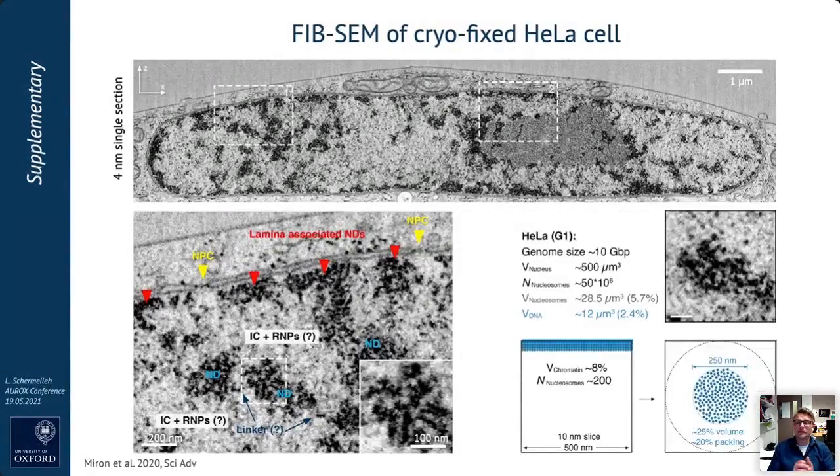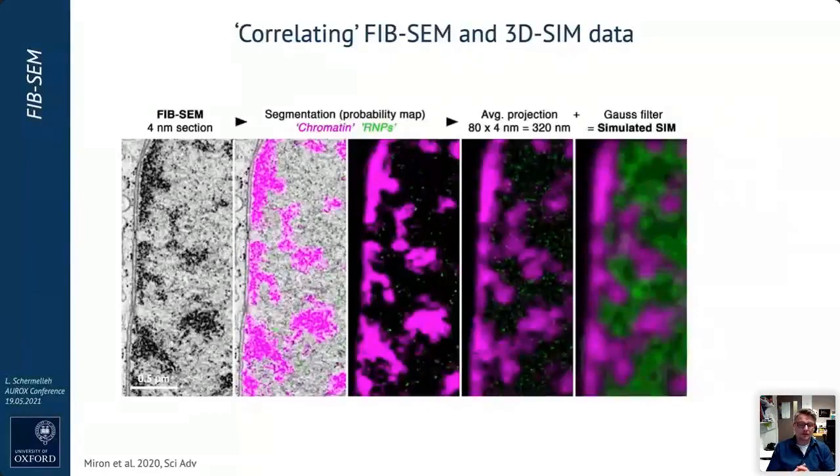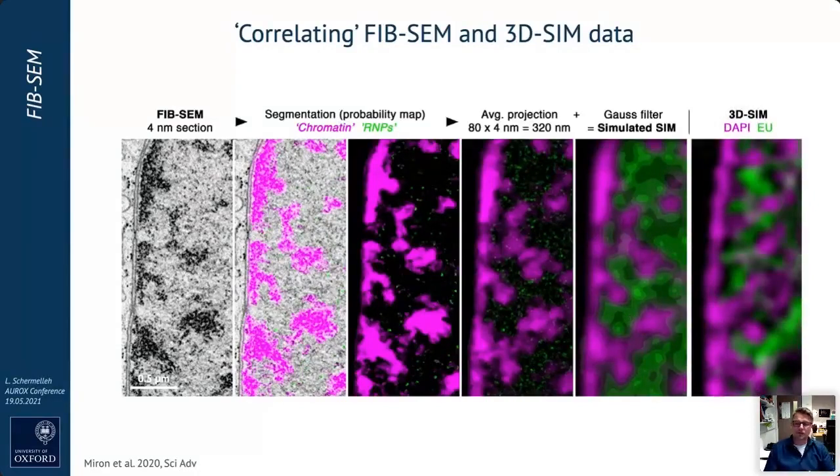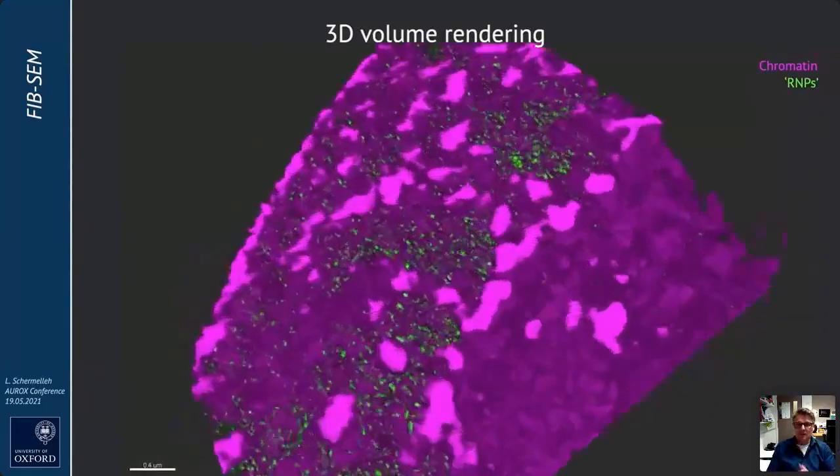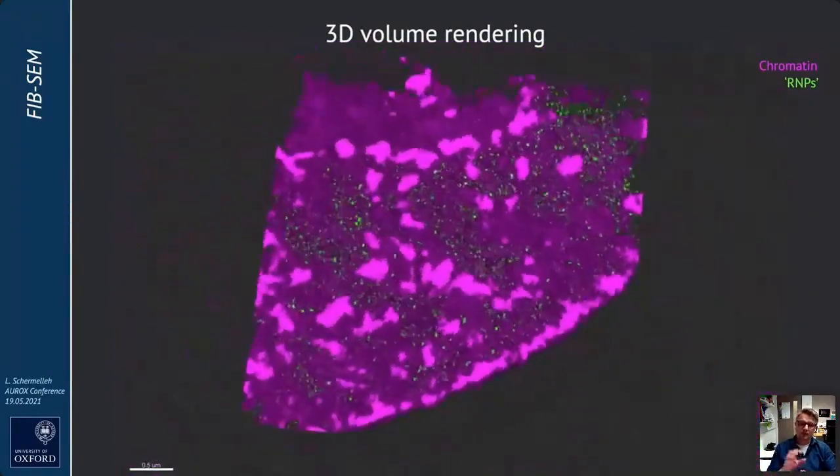I'm going to skip this, and I just want to say that we've established machine learning assisted segmentation to segment these domains and also these isolated dots, and basically reproduced the resolution that we achieve with 3D SIM, by blurring and projecting enough slices of the stacks. Essentially we can regenerate the same images that we obtain with 3D SIM. So we think we have a very nice correlation here that allows us to segment in 3D and follow the network of domains.